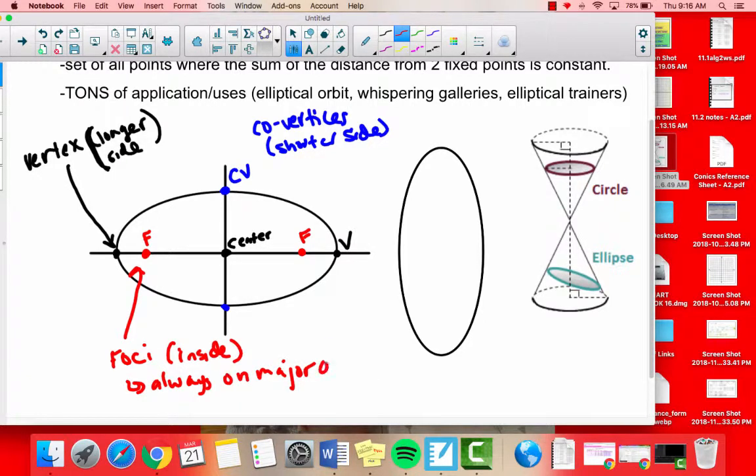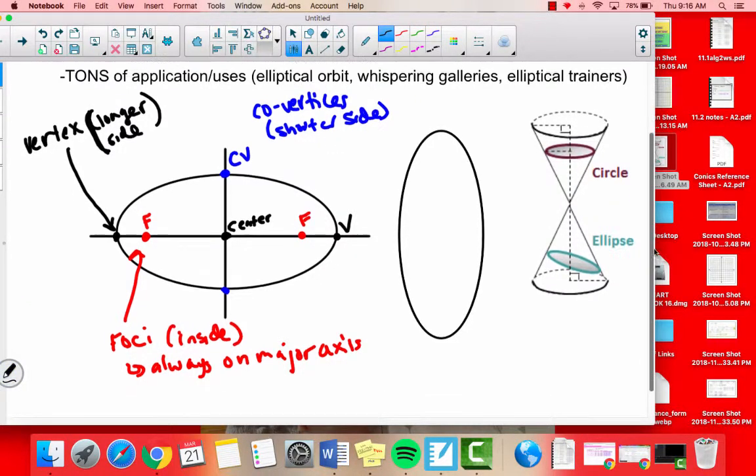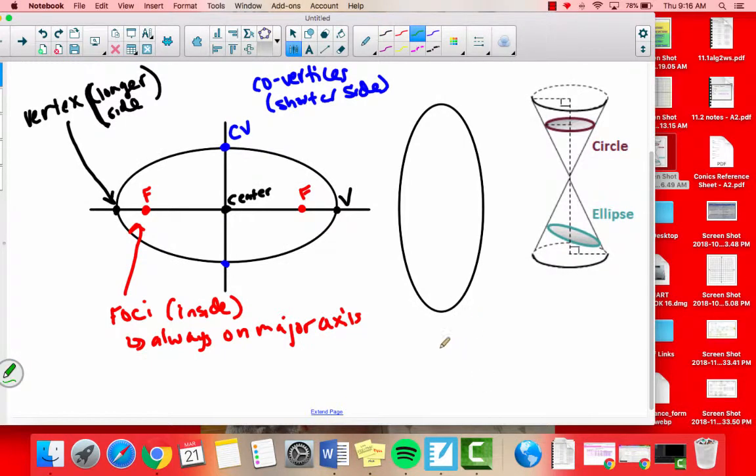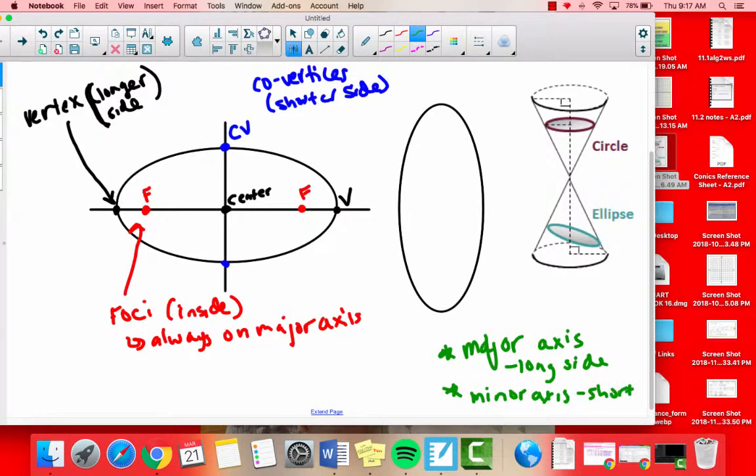So I'm going to write that down: always on the major axis. Co-vertices are always on what we call the minor axis. Okay, and I'll write that below here in green. So the major axis is the long side, and the minor axis is the short side. And if you have any questions about that, make sure you let me know.